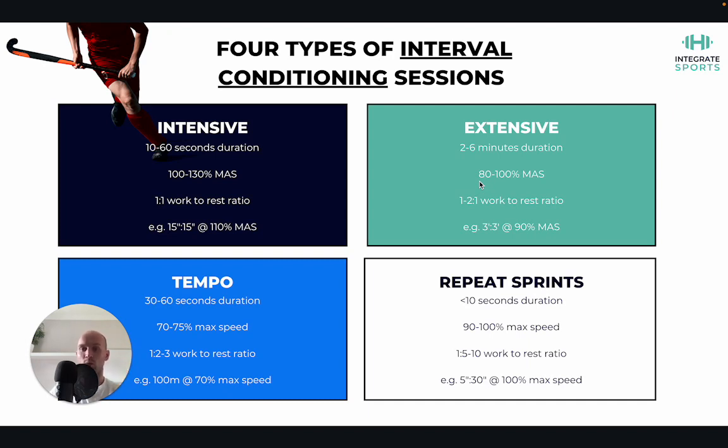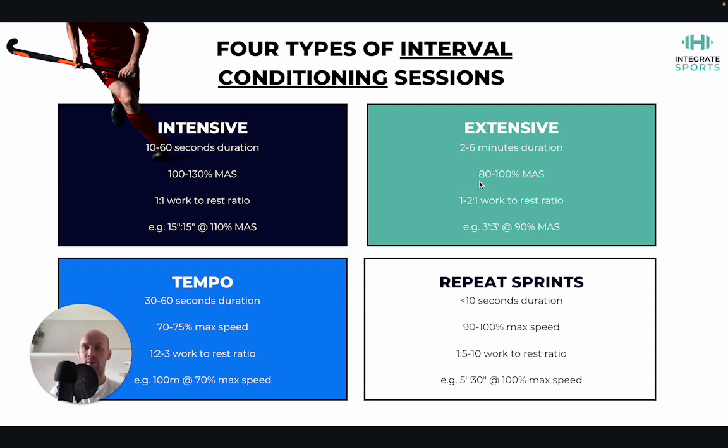Generally, this is a 1-to-1 work-to-rest ratio, can be a 1-to-2 work-to-rest ratio, but generally it's 1-to-1. So what you tend to see is an example like 15 seconds of work with 15 seconds of rest at 110% of maximum aerobic speed. That would be quite a common prescription for something like intensive intervals.